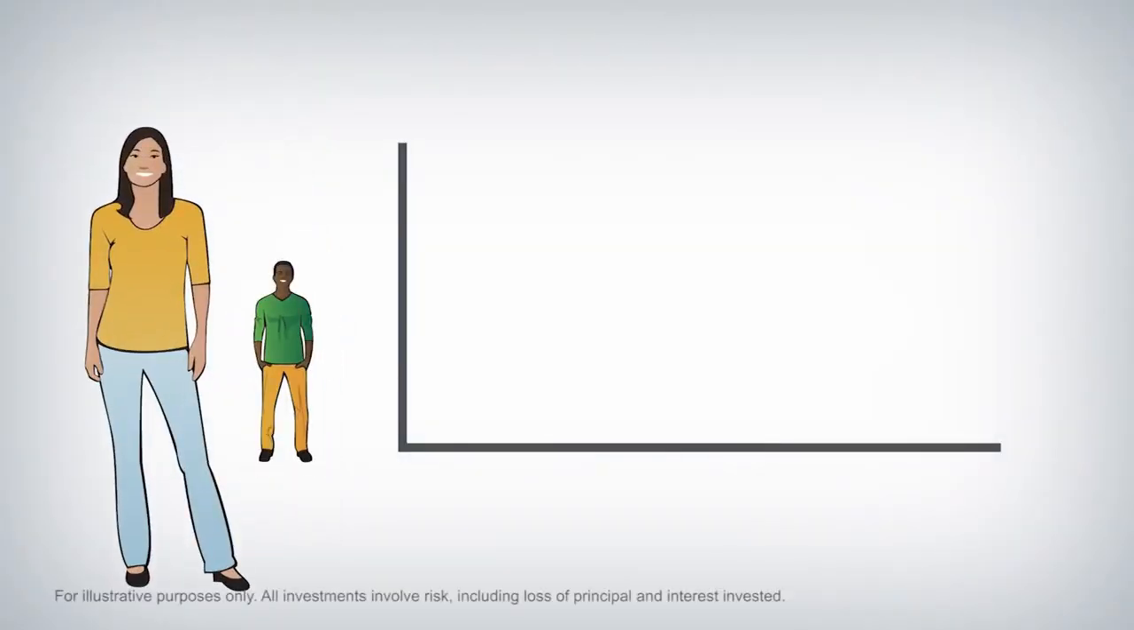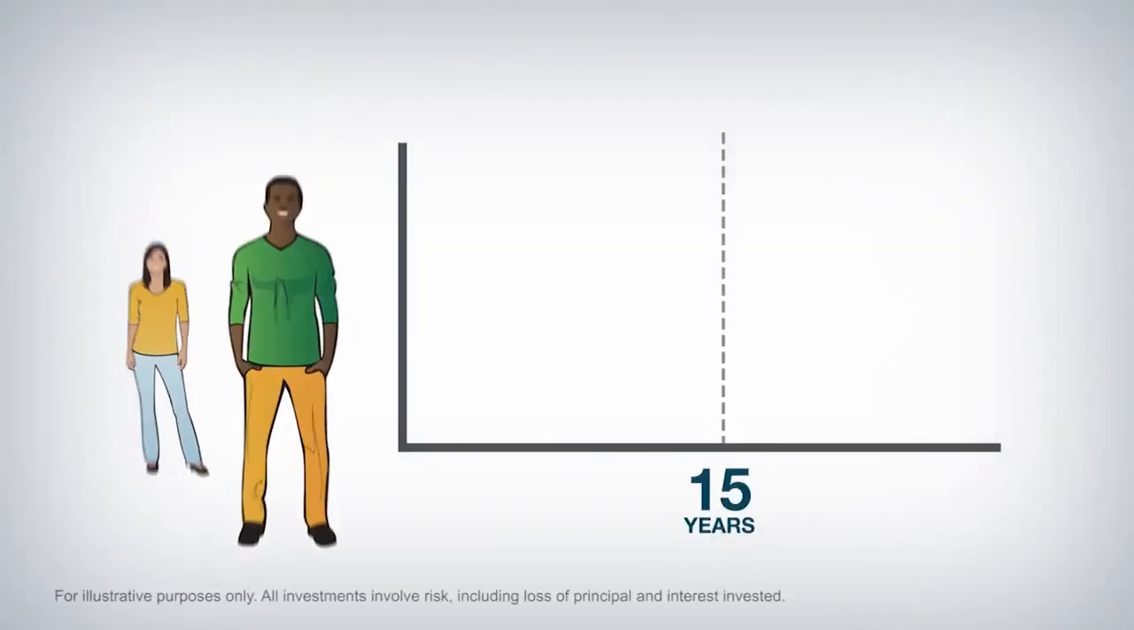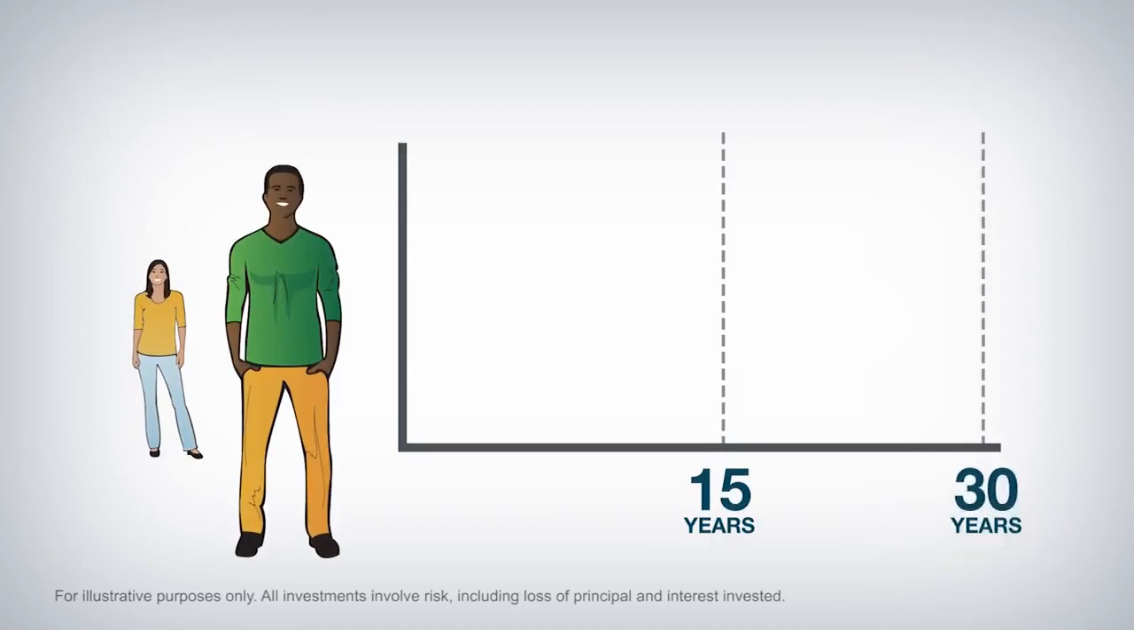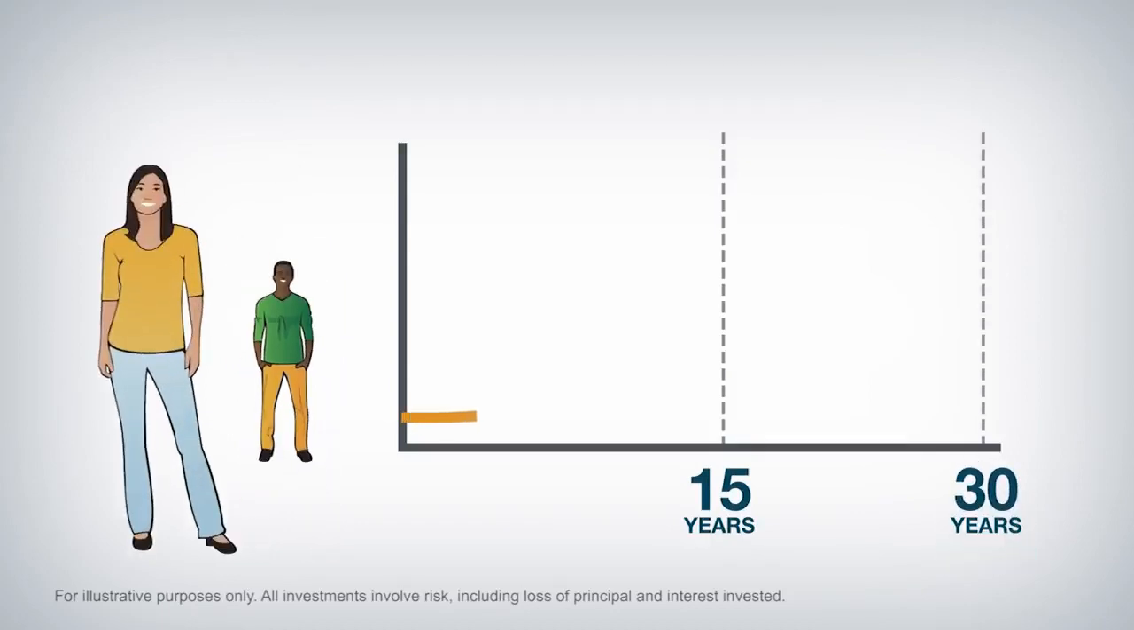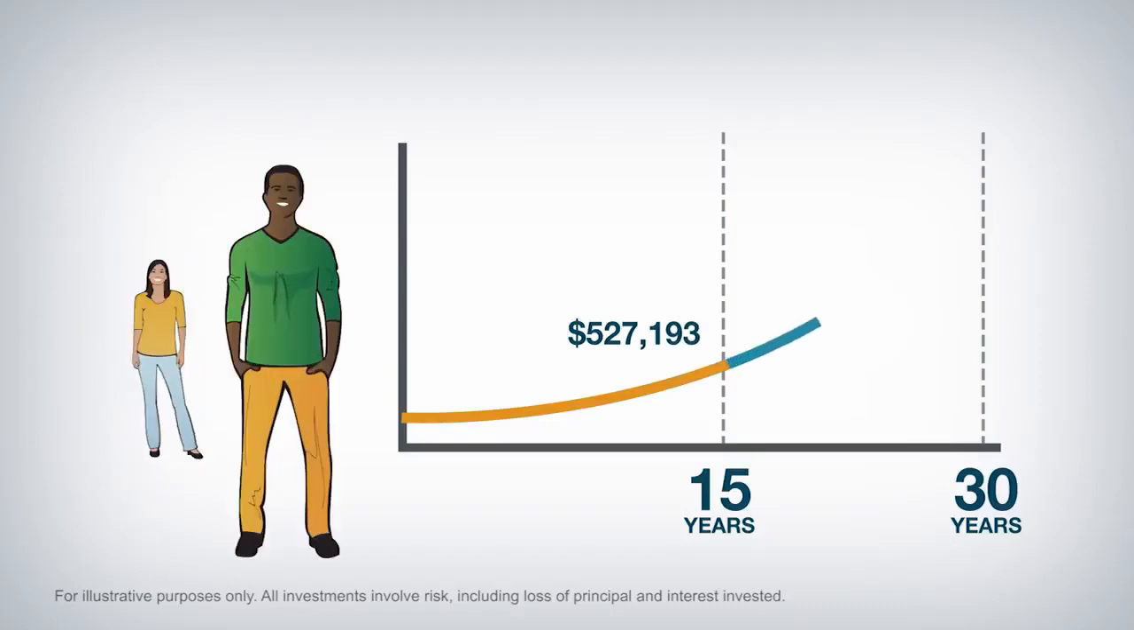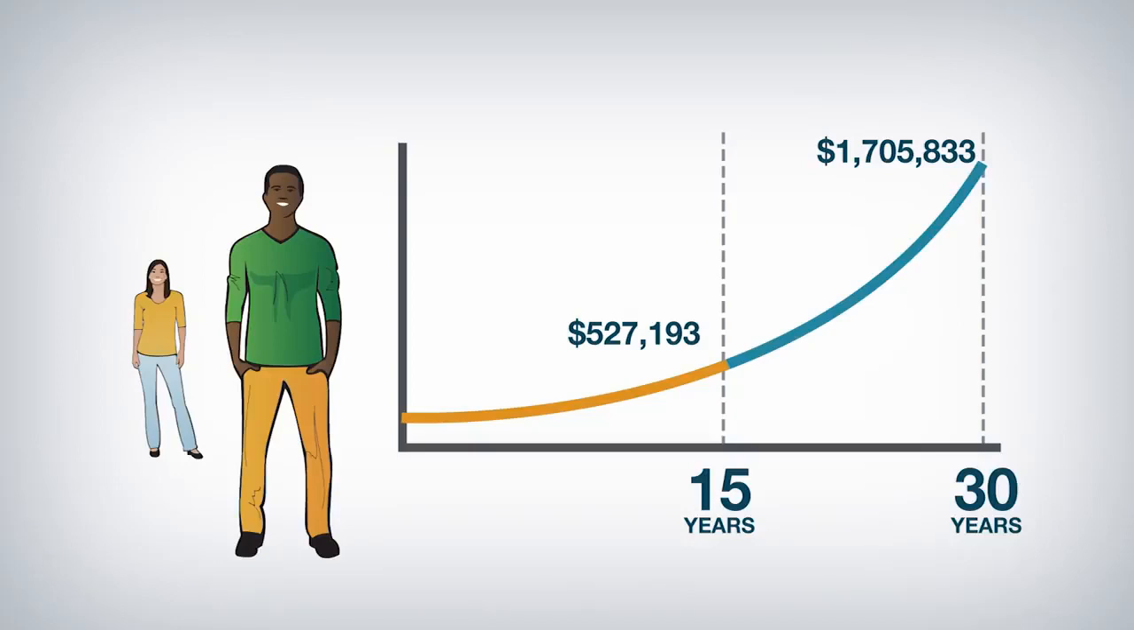One investor needs the money to retire in 15 years. The other will need the money to retire in 30 years. Let's see what a difference 15 years can make. At the end of 15 years, the investor's portfolio would have grown to $527,193. Now let's see how much the other investor would have earned. As you can see, the additional 15 years of compounding resulted in his portfolio growing to $1,705,833. That's over 3 times the return of the other investor.